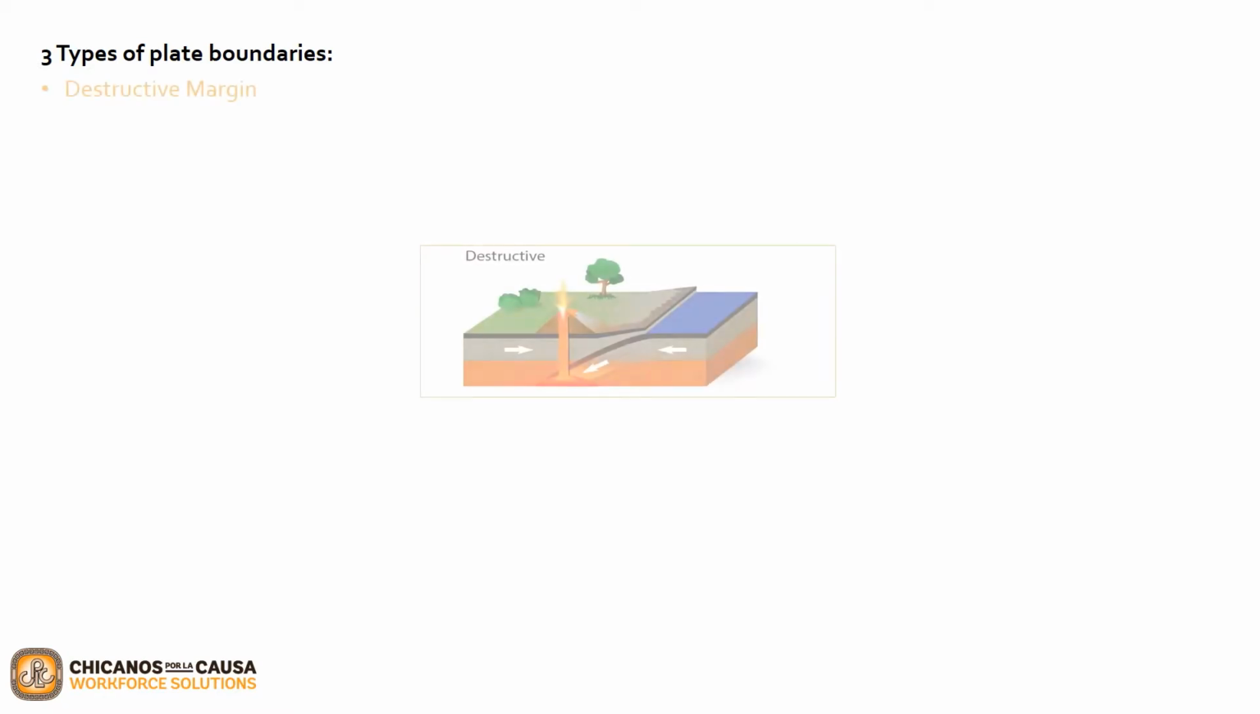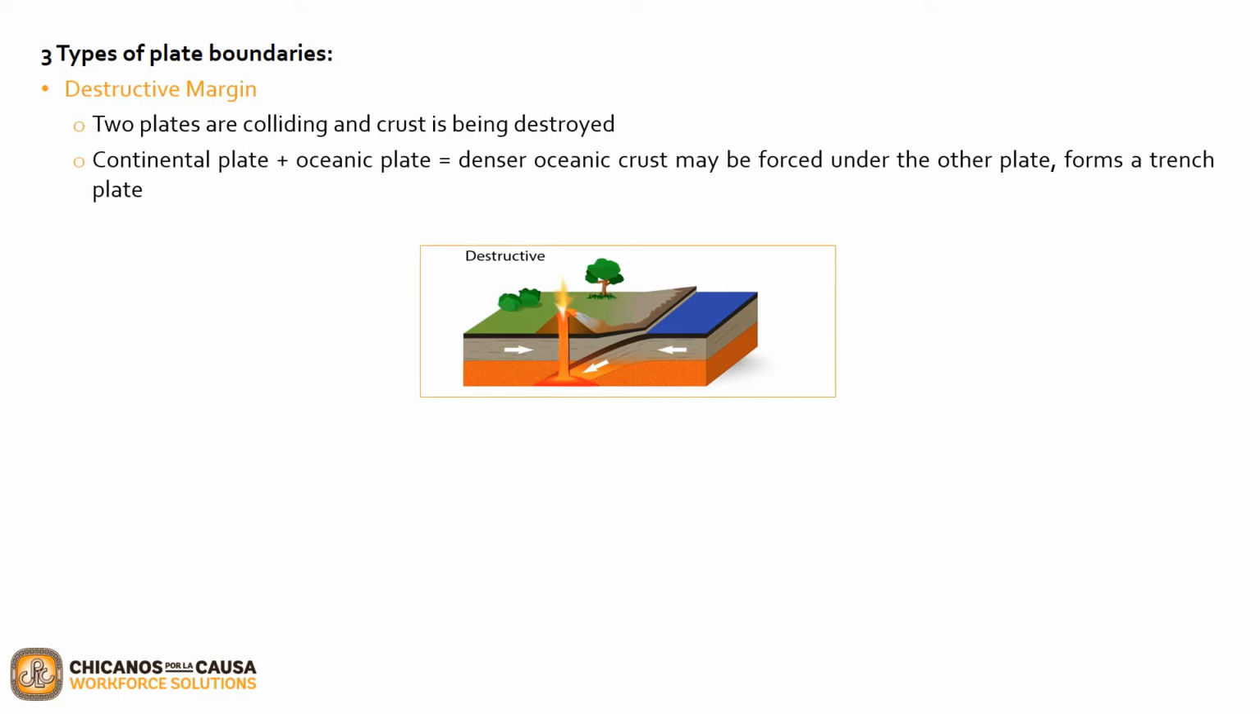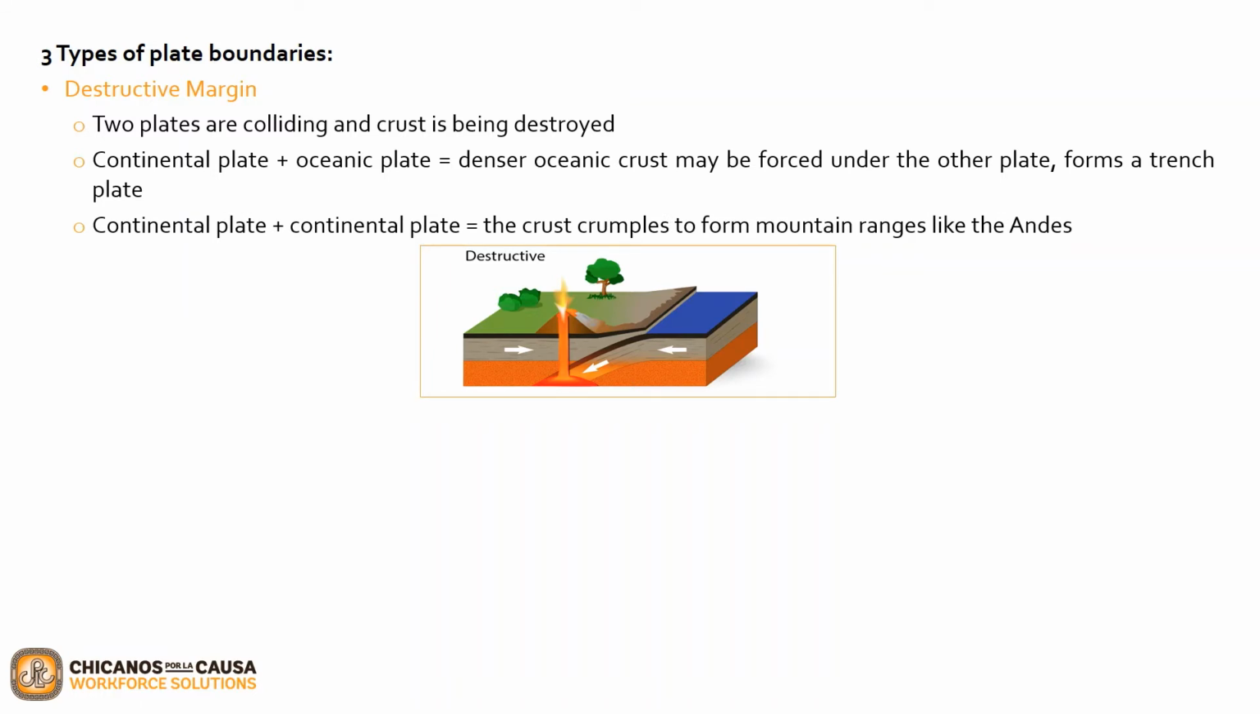The second type of margin is a destructive margin. A destructive margin occurs when 2 plates are colliding with each other and the crust becomes destroyed. When a continental plate and an oceanic plate collide, the denser oceanic crust is forced under the other plate and ultimately forms a trench. When a continental plate collides with another continental plate, the crust crumples together, forming mountain ranges like the Andes.